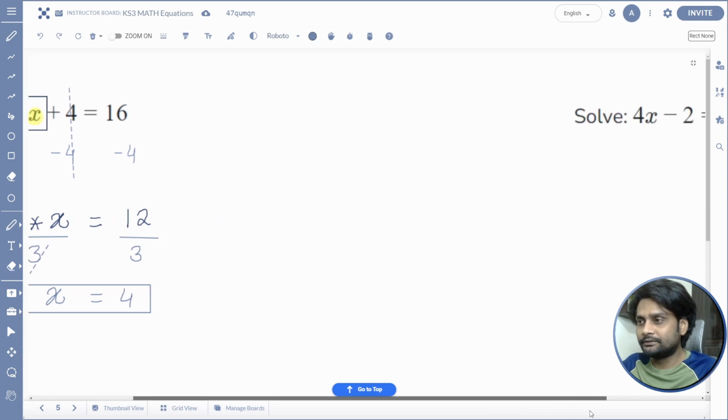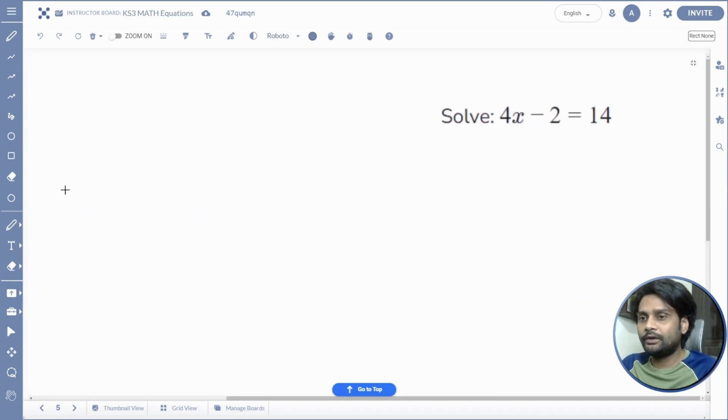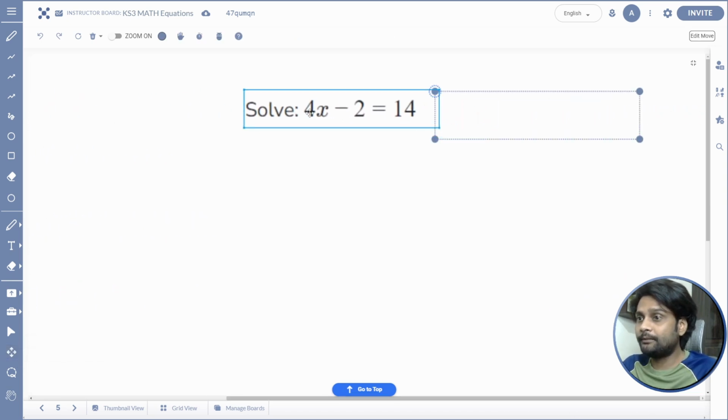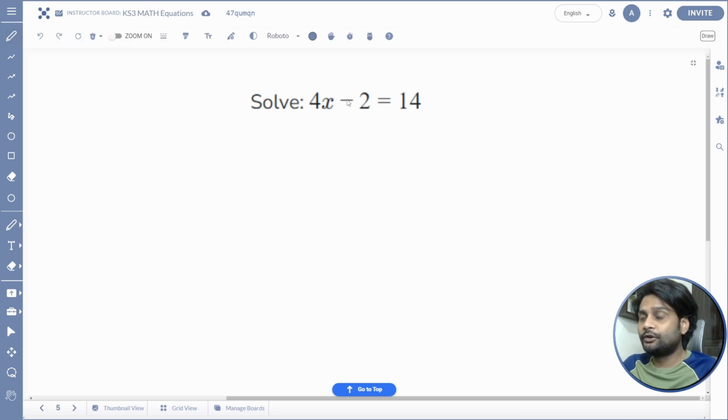Let's take one more example. We have to solve one more equation of the same kind. This time 2 is being subtracted from the variable term. So again, we don't touch the variable term at the beginning. We first of all try to remove the subtracted term by performing its inverse operation. So we have to add 2 to the left hand side. Same thing we need to do on the right hand side, okay?